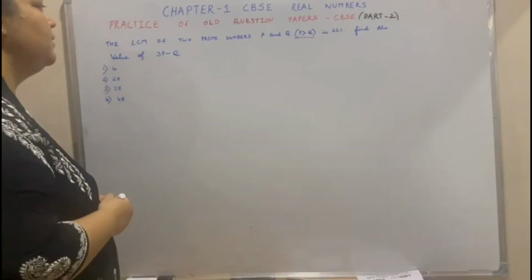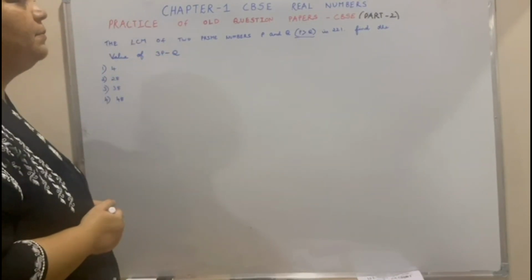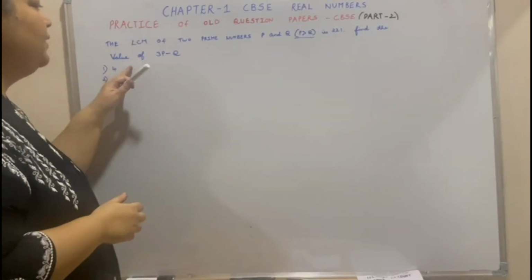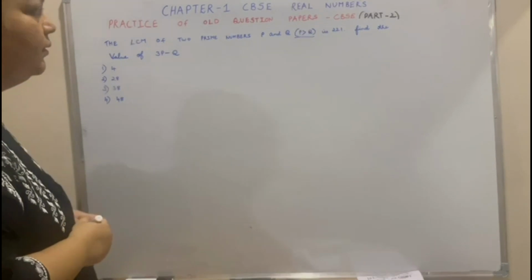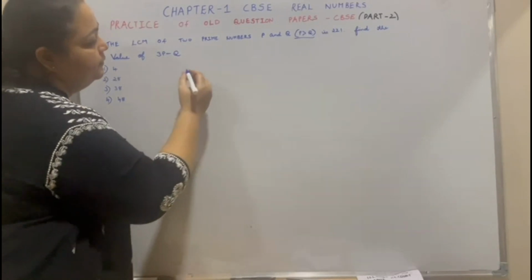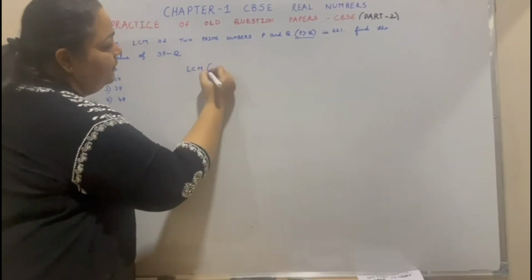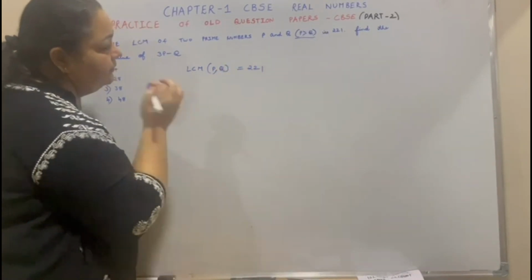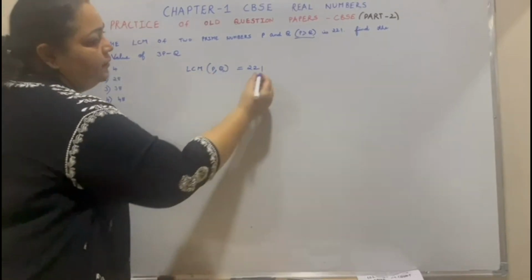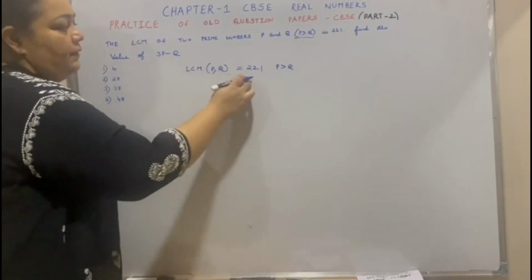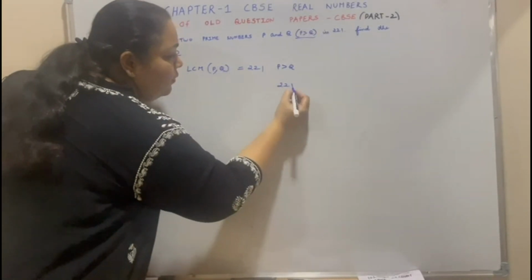Okay, the next question is: the LCM of two prime numbers p and q, where p is greater than q, is 221. Find the value of 3p minus q. What they have given is LCM of p, q equals 221, with the condition p is greater than q. So can we find the prime factorization of 221?